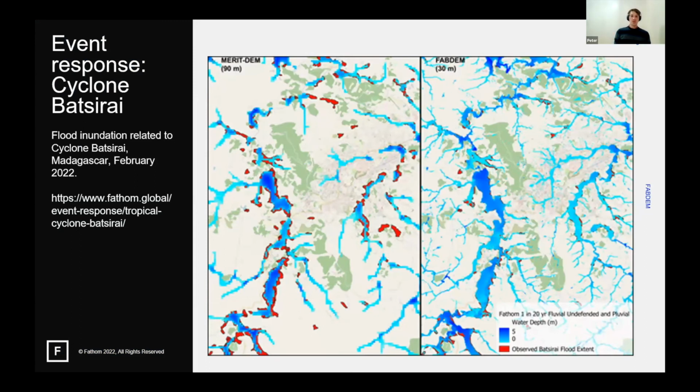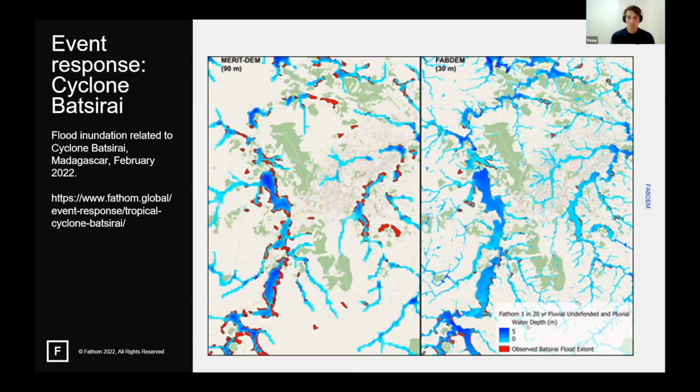And finally, one more example from Fathom, which is from an event response to Cyclone Batsirai, which happened in Madagascar in February this year. We had a look at the forecast of this cyclone and produced flood maps. This was led by James Savage at Fathom, and produced forecasts of what we thought the flood would look like for this event.